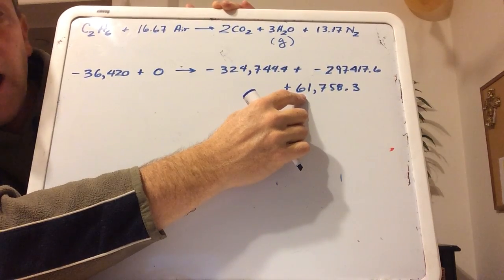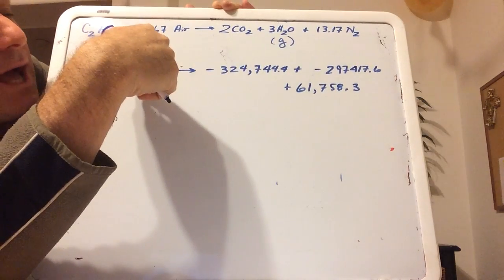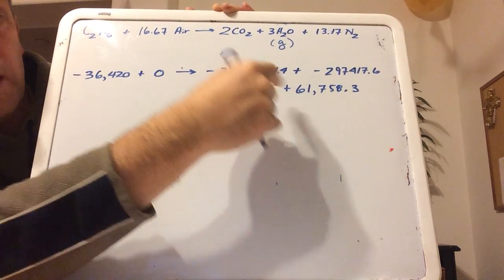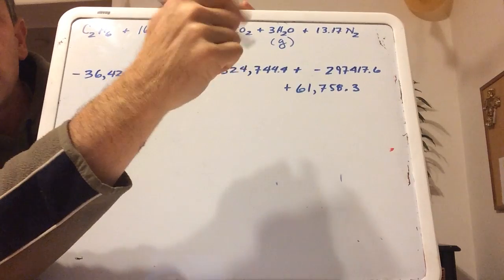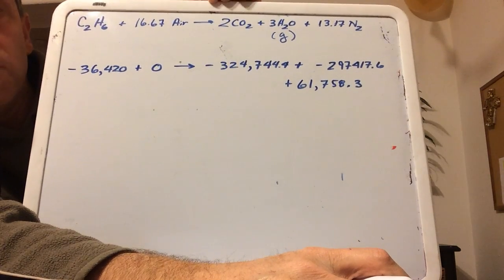How do we get the actual energy released? Add up all of these, compare it to that. This number will be a much more negative number than that. The difference is what's released. I'm going to get to work and get those numbers, and you do the same, and we'll compare.